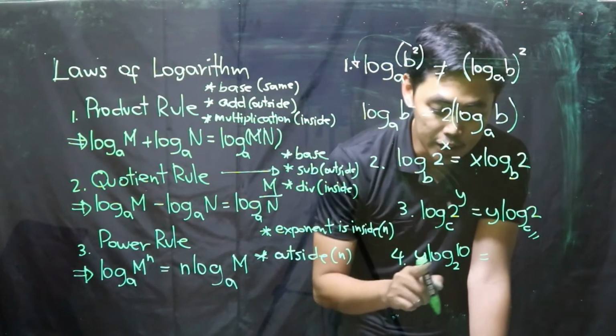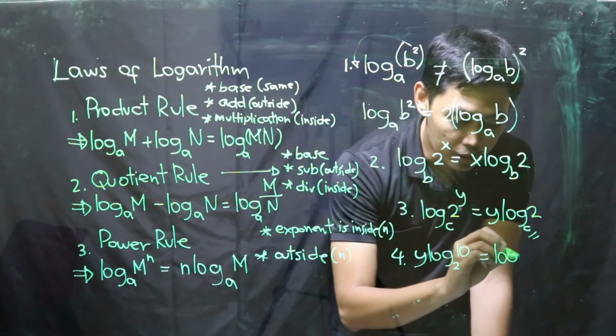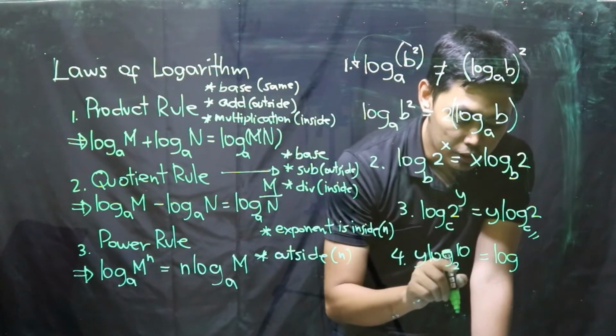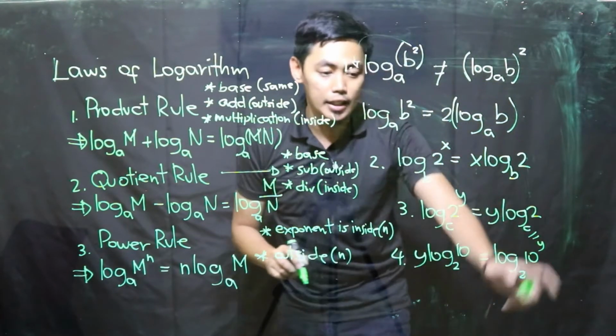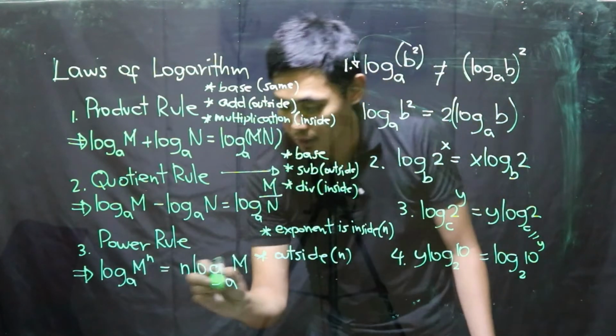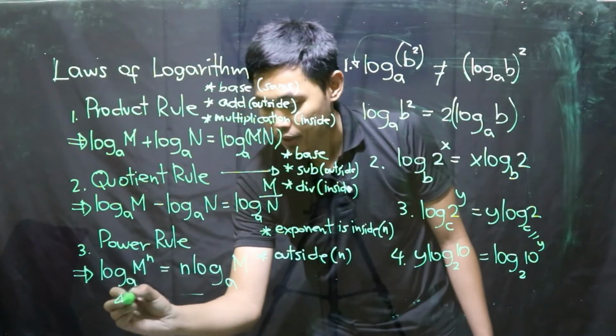So, it is reversed. So, you can say logarithm of base 2, 10 to the power of y. So, it is reversed, it goes back up here.